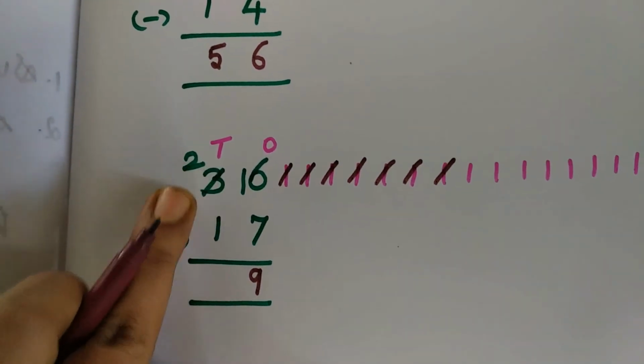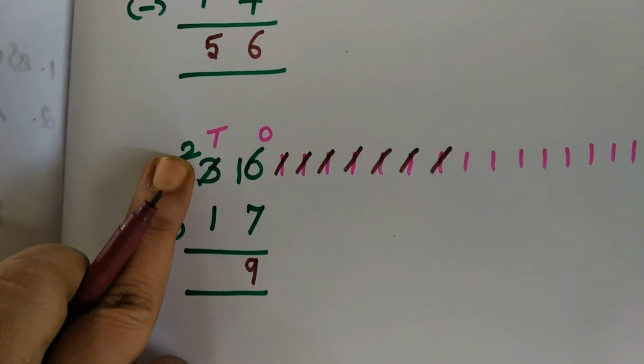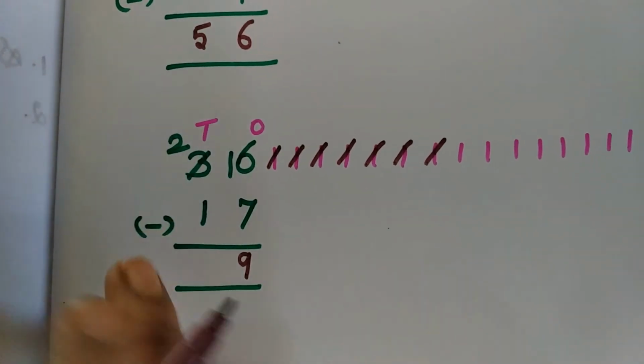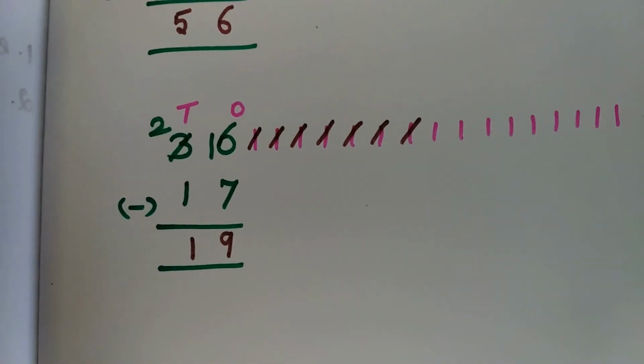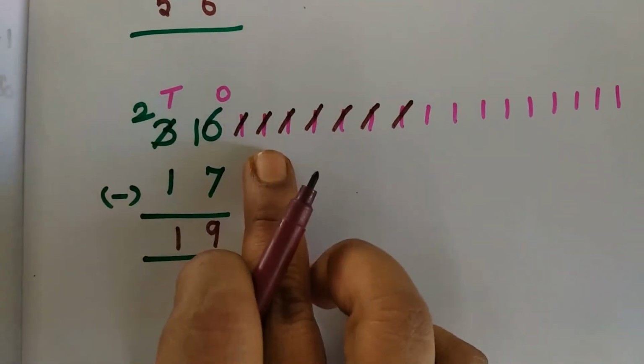Now 2 minus 1. So from 2 you want to subtract 1. So 2 minus 1, 1. So 19 is the answer for this sum. Okay, like this you can do the subtraction sums.